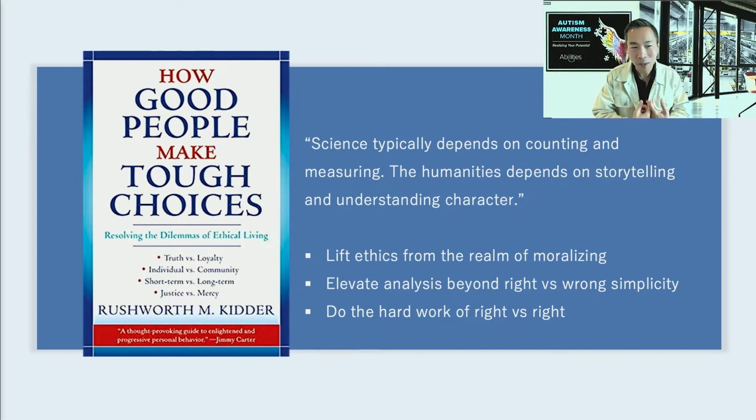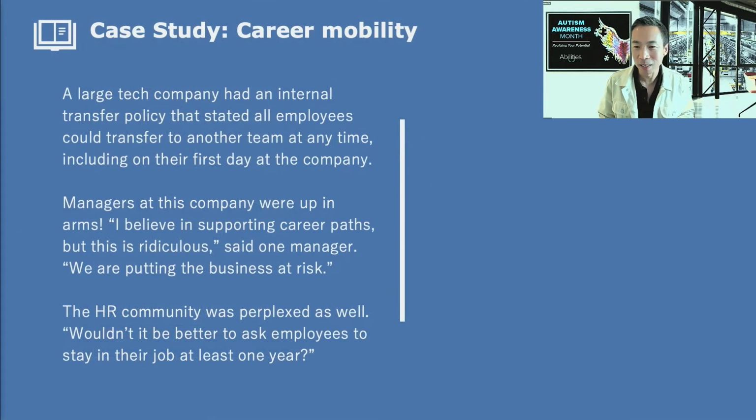The author talks about analyzing right versus right, which is the hard work of ethics. So as HR leaders, we face issues such as quarterly targets versus layoffs, loyalty, short-term versus long-term thinking, individual versus group, conservative versus liberal, to vaccinate, not to vaccinate. The hard ethical decisions are not about right versus wrong, it's about right versus right. So I highly recommend this book, and we'll peel back the ethics layers throughout this. So here's the first case study.